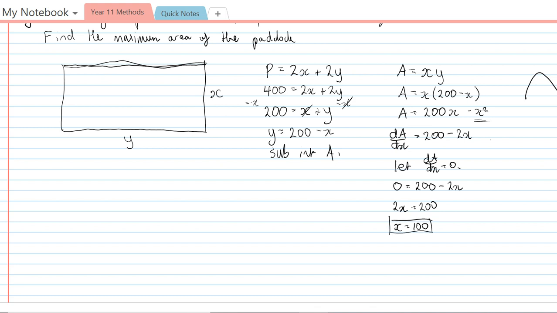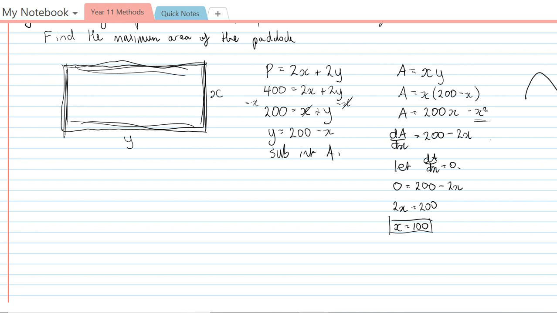Now, what we can do next is, if we know that this length x is 100, and that means this length x here is 100, we've used up 200 metres of the wire. And so that means that the other 200 metres must be spread evenly over the y values, which means that they must be 100 each as well. However, we can show this by subbing into one of our equations, and I would suggest using the perimeter equation, because we have an answer there.